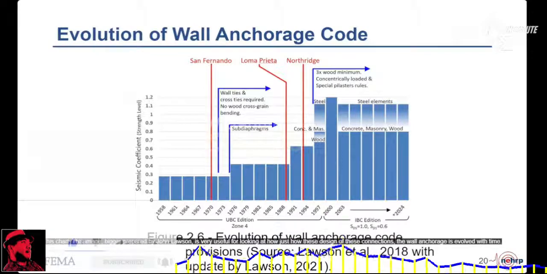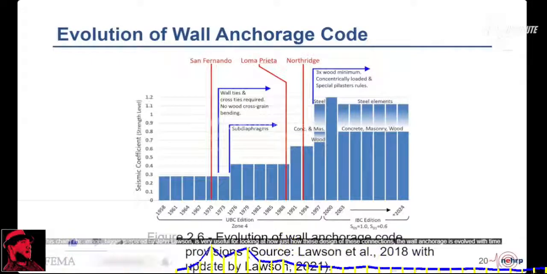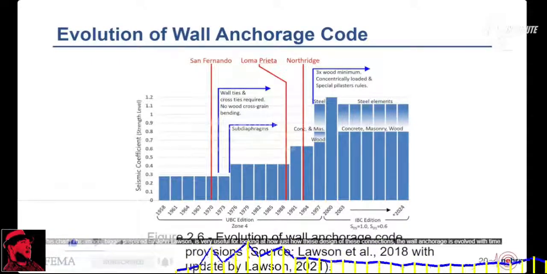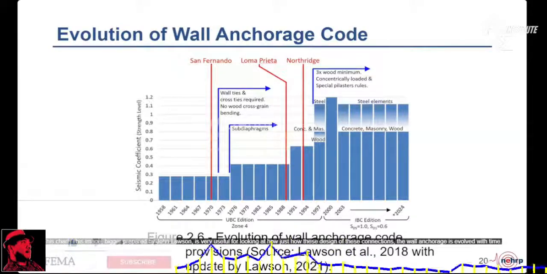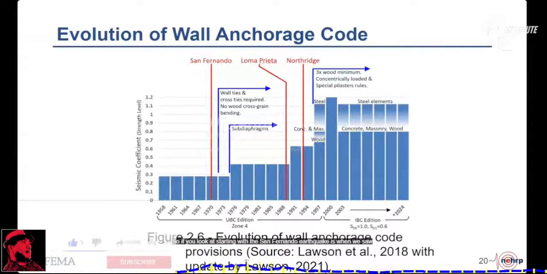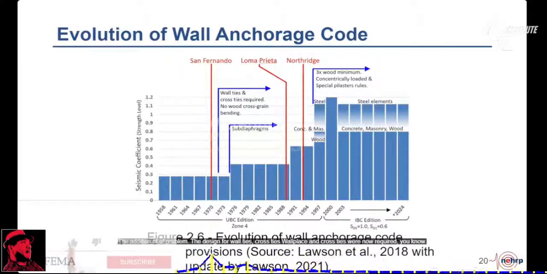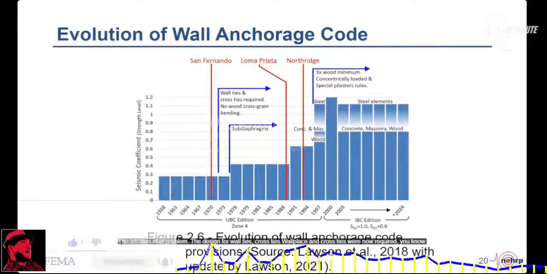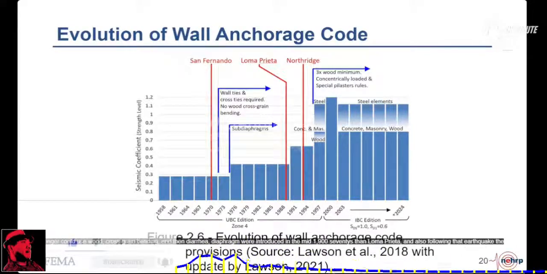This figure prepared by John Lawson is very useful for looking at how the design of these connections, the wall anchorage, has evolved with time. Starting with the San Fernando earthquake is when we saw the addition of the design for wall ties, cross ties. Wall ties and cross ties were now required. You no longer could use wood cross-grain bending.